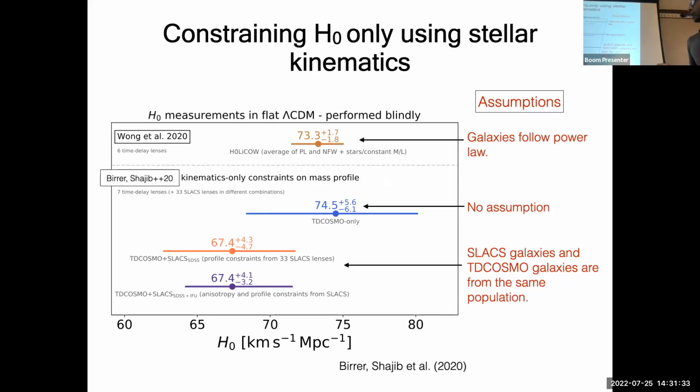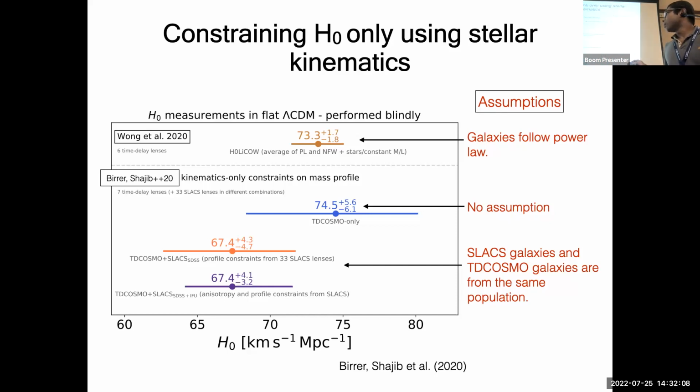So this is a summary of that work. Starting from the top, this is the first measurement, assuming a power law mass profile for the 7 time delay lenses, that gives a 2% measurement of the Hubble constant. Now if we do not assume any power law in the lens model and only allow stellar dynamics to tell us how the mass profile shape should be, then you can see the uncertainty becomes much larger, to about 9%.